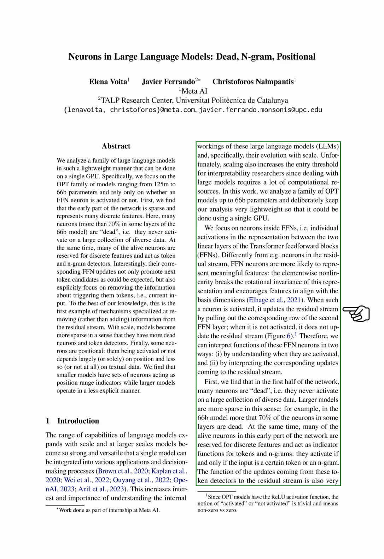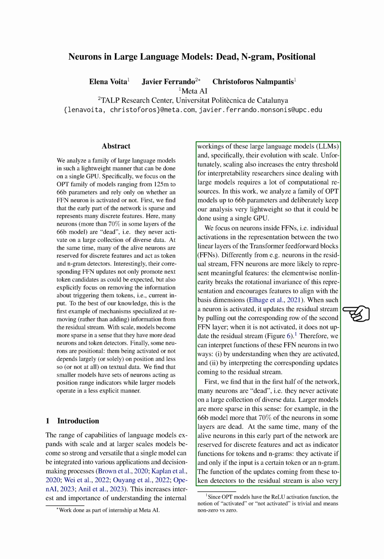with the basis dimensions. When a neuron is activated, it updates the residual stream by pulling out the corresponding row of the second FFN layer. If it's not activated, it doesn't update the residual stream. We found that in the first half of the network, many neurons never activate on a large collection of diverse data, meaning they are dead. Larger models have more of these dead neurons. For instance, in the 66 billion parameter model, over 70% of the neurons in some layers are dead.